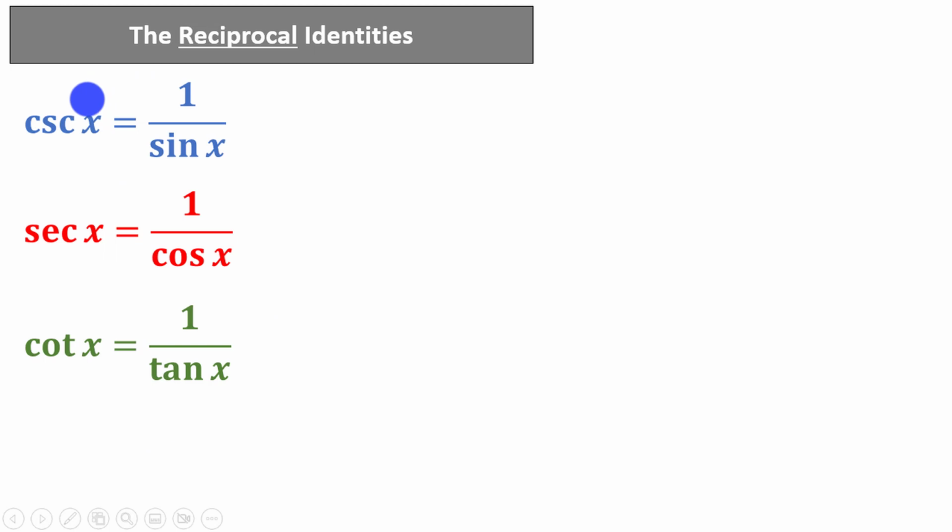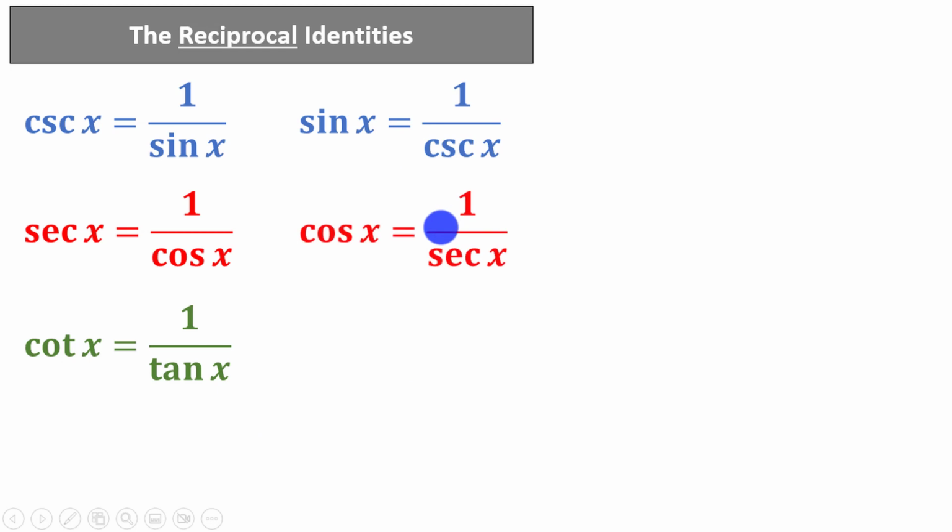If you see cosecant, secant, or cotangent, it's very common to convert those into either 1 over sine, 1 over cosine, or 1 over tangent. This can oftentimes simplify your problem. We can also go the other way around. So sine of x is the same thing as 1 over cosecant of x, cosine of x is the same thing as 1 over secant of x, and tangent of x is the same thing as 1 over cotangent of x.